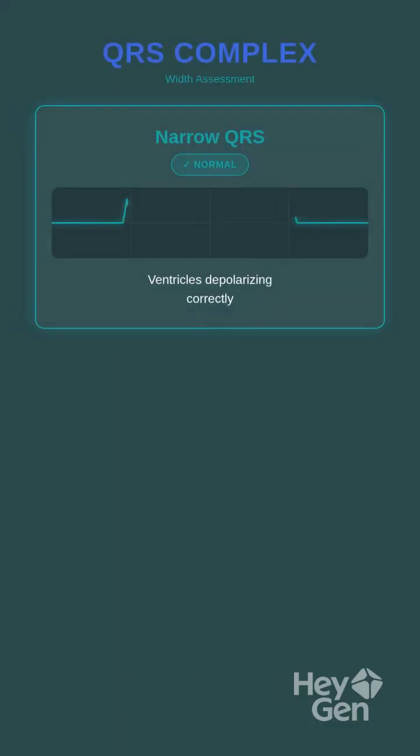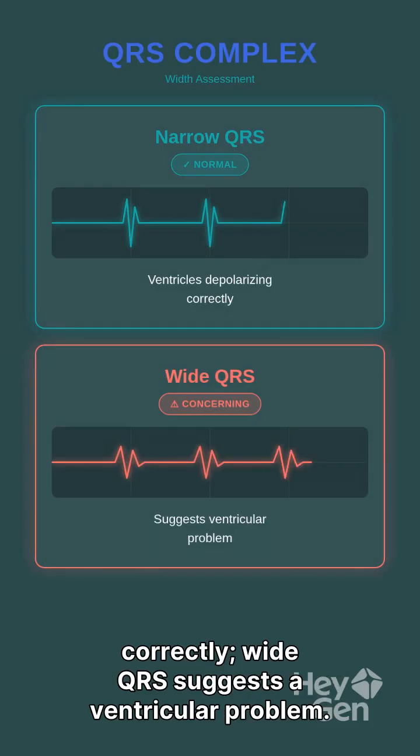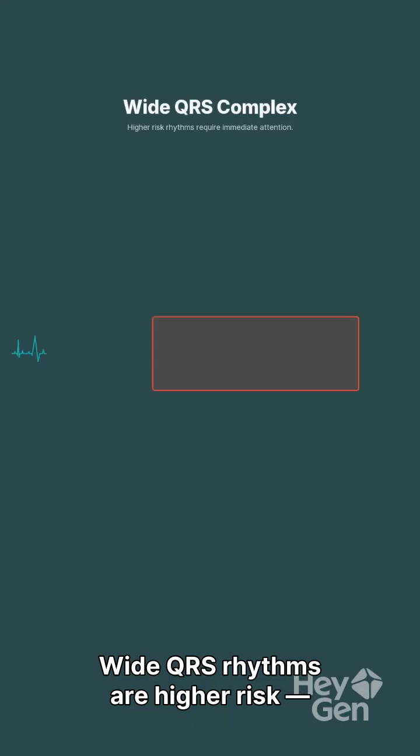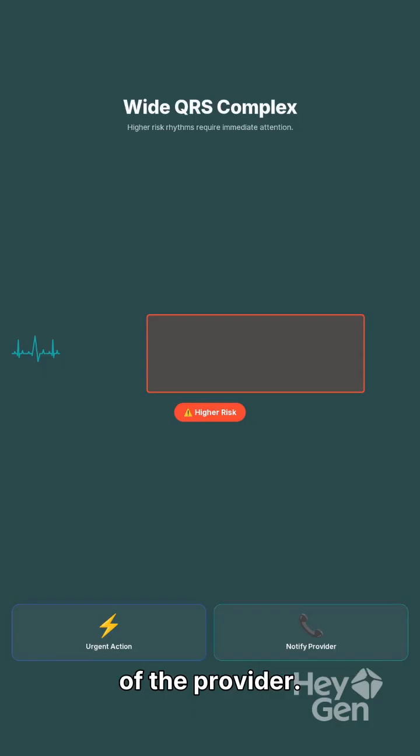QRS complex. Narrow QRS means the ventricles are depolarizing correctly. Wide QRS suggests a ventricular problem. Wide QRS rhythms are higher risk and typically require urgent action or notification of the provider.